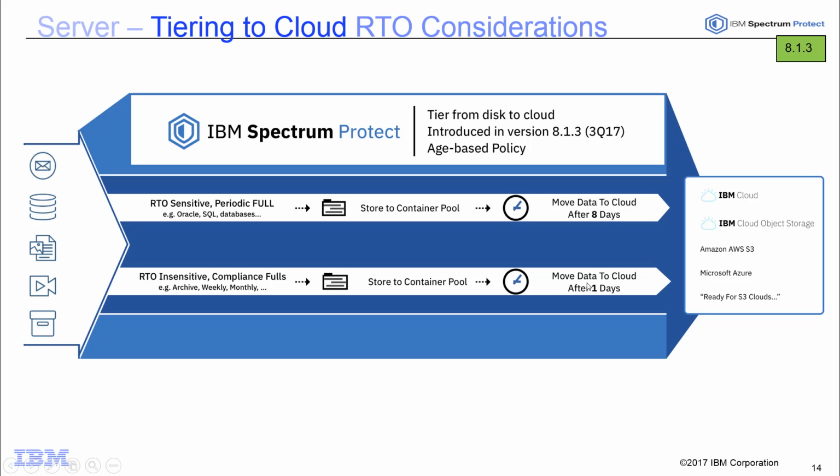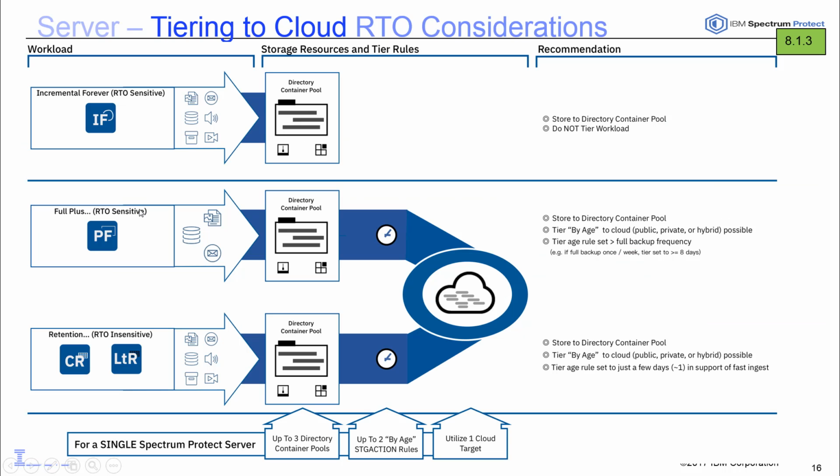And even if we did need to restore it, the recovery time objective is also very low. Another way that you can set this up with the different types of data is for recovery time objective sensitive data, like maybe an incremental forever of your file systems, you might choose to keep those on a directory container storage pool and not tier them out to a cloud storage pool, versus your fulls and incrementals that occur for a database backup.